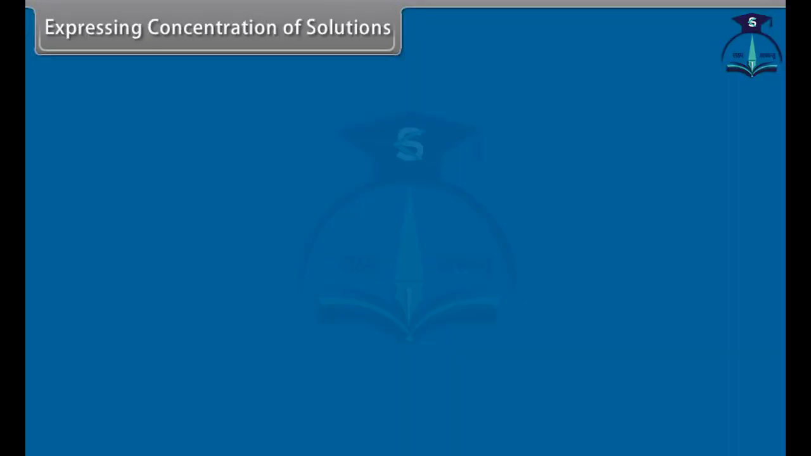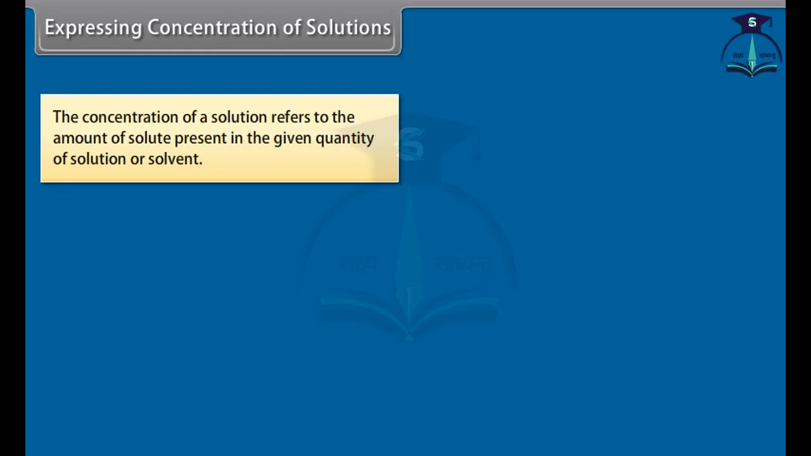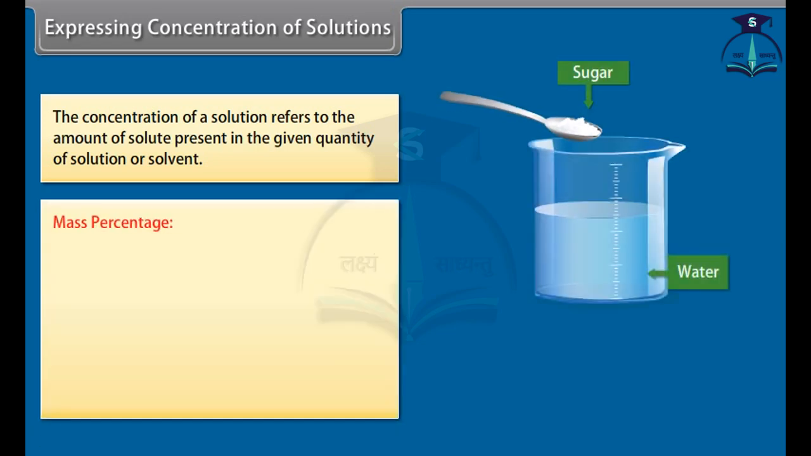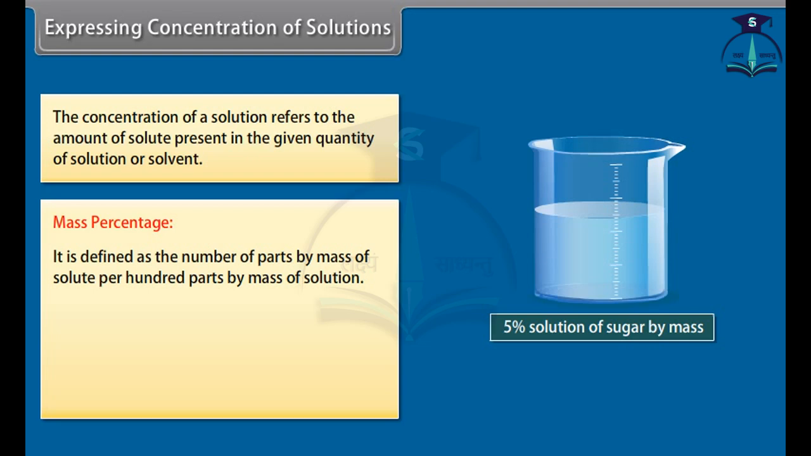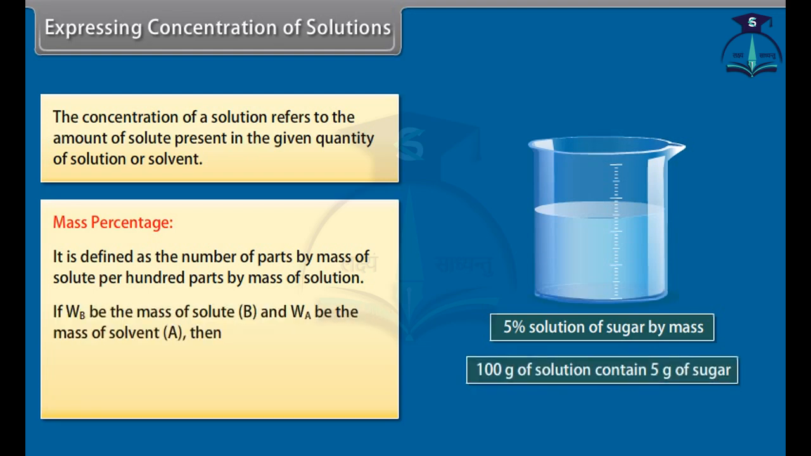Expressing concentration of solutions. The concentration of a solution refers to the amount of solute present in the given quantity of solution or solvent. Mass percentage. It is defined as the number of parts by mass of solute per 100 parts by mass of solution. If WB be the mass of solute B and WA be the mass of solvent A, then mass percentage of B is equal to WB upon (WA plus WB) multiplied by 100.